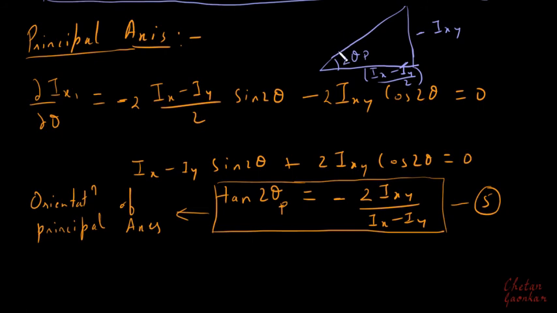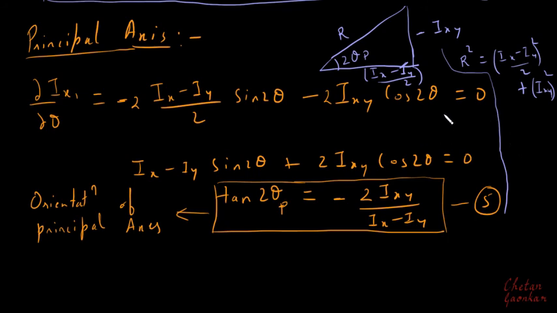If this is the case, then this will be the resultant R, and the resultant R can be found by Pythagoras theorem. R square will be this term squared, ((Ix minus Iy) by 2) the whole square, plus Ixy square. From this I get R as, I'm running out of space, so I'll write it here, R as plus or minus root of ((Ix minus Iy) by 2) the whole square plus Ixy square. So this is the resultant.